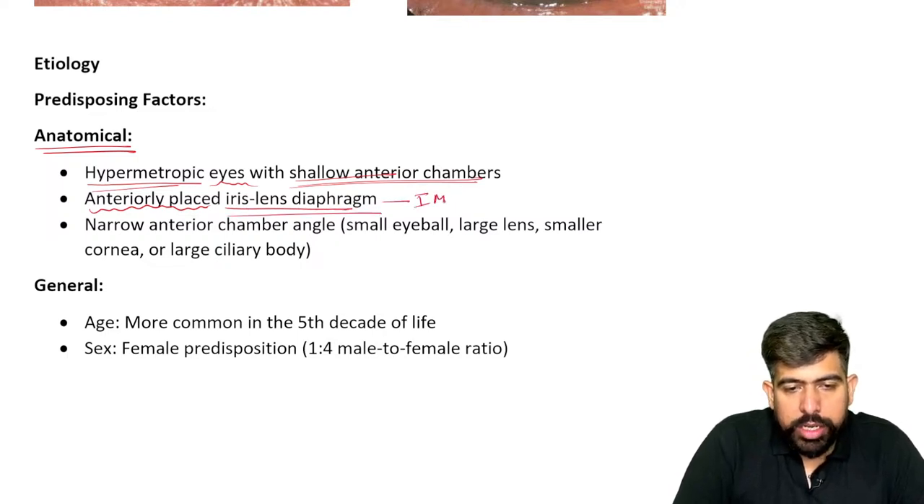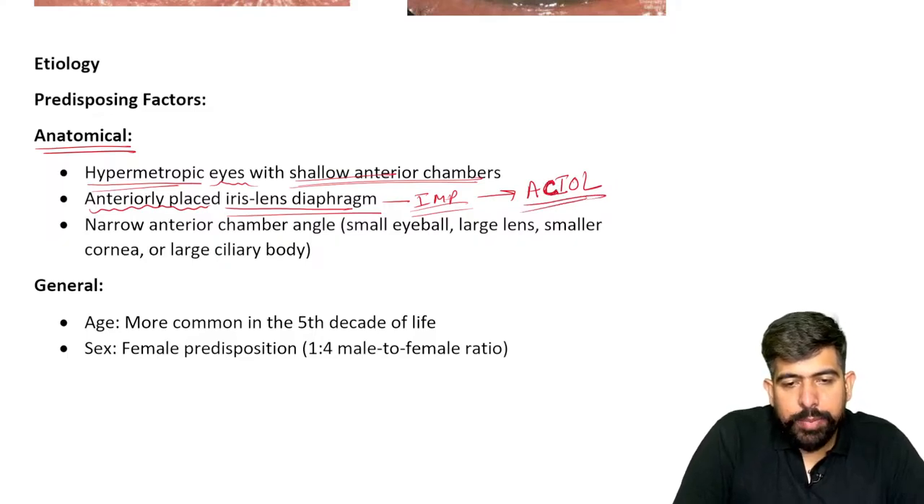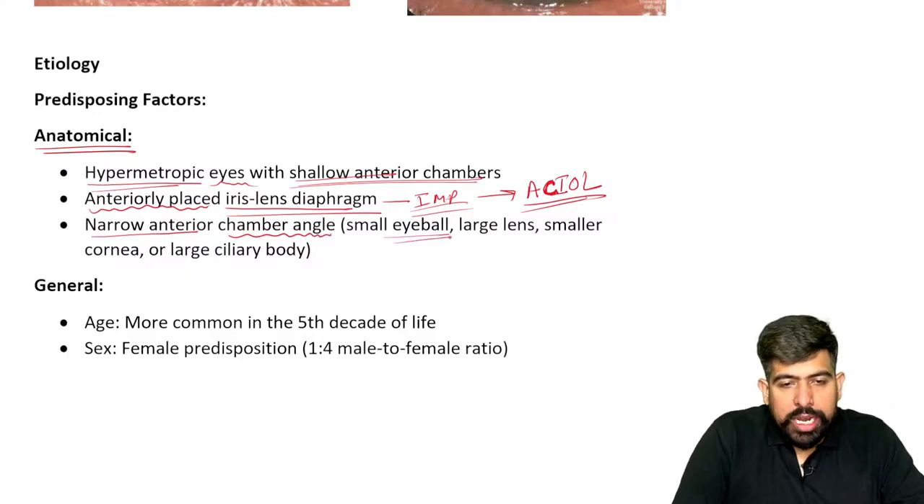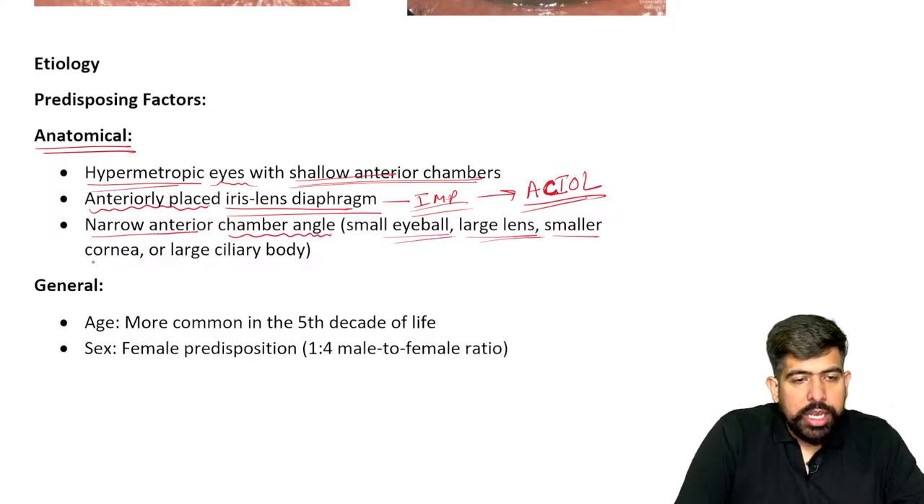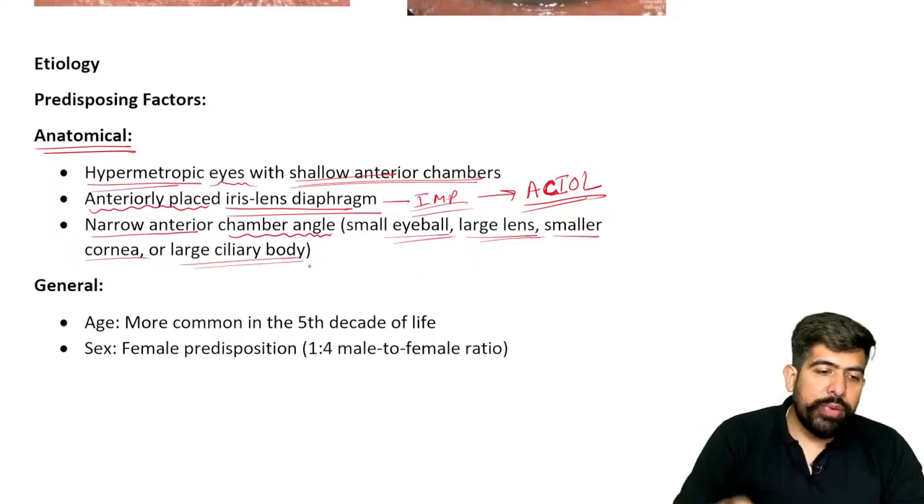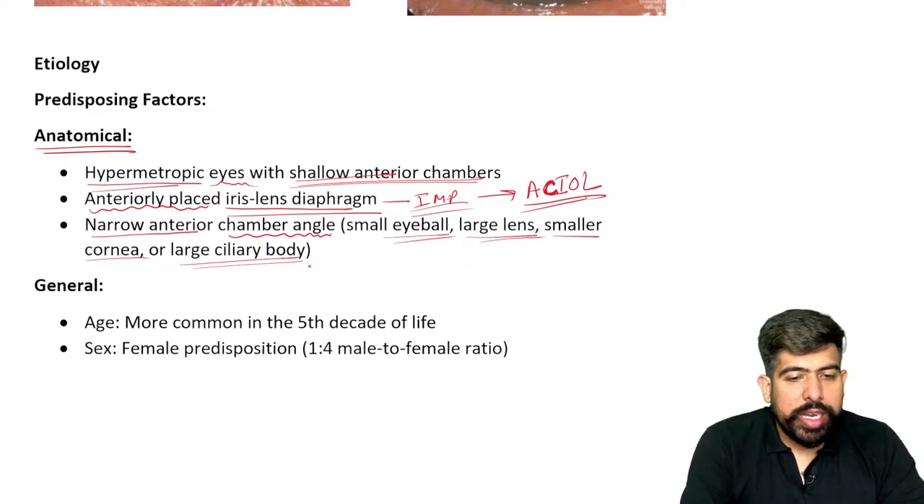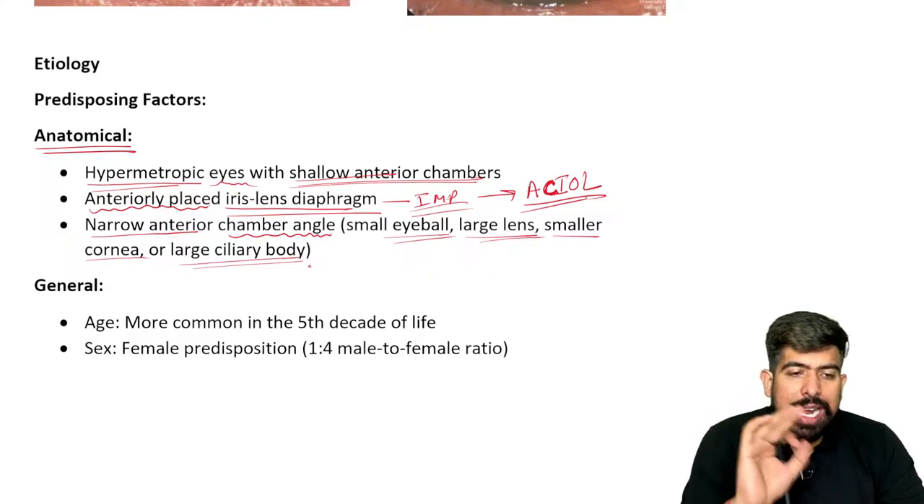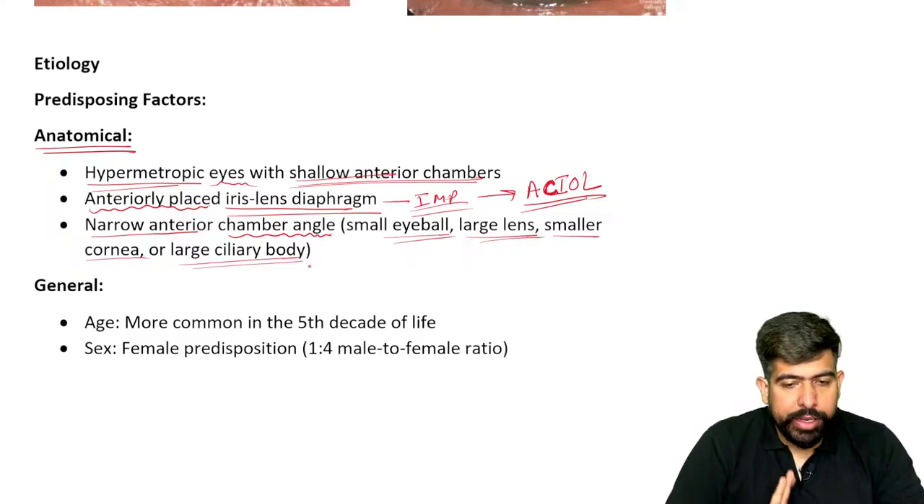This is important, or we can say ACIOL also, anterior chamber intraocular lens implantation, can also be a cause. Also, narrowing of the anterior chamber angle, like a small eyeball, larger lens, smaller cornea, or a larger ciliary body. All these factors can do what? The narrowing of the anterior chamber.